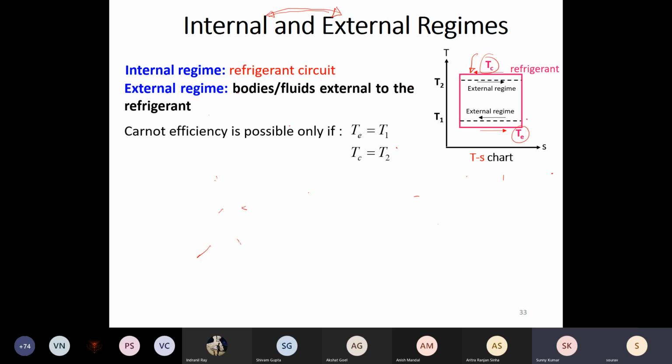Now what would be the external regime temperatures in this case? Your external regime on the condenser side will be slightly lower. It has to be slightly lower than the condensing temperature, otherwise there won't be any heat transfer. And similarly on the evaporator side, you will have a slightly higher external regime temperature. So consider that your evaporator temperature is 20 degrees and your external regime on this side is 25. Similarly, on the condenser side, let's assume that the condensing temperature is 50 and your external regime could be at 45. Some hypothetical numbers I am giving.